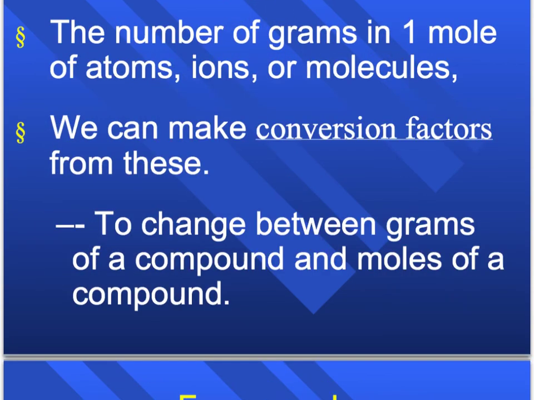So this is a little review from the first unit, and it says the number of grams in 1 mole of atoms, ions, or molecules. So that's what we're calculating. We're calculating that molar mass. We can use this number to make conversion factors. So to change between grams of a compound and moles of a compound, we just simply use one of these conversion factors. Just like you might say there's 12 inches in 1 foot, we can say 1 mole is equal to the molar mass. The only thing that's tricky about this is remember that the molar mass will change depending on what your element or compound is.